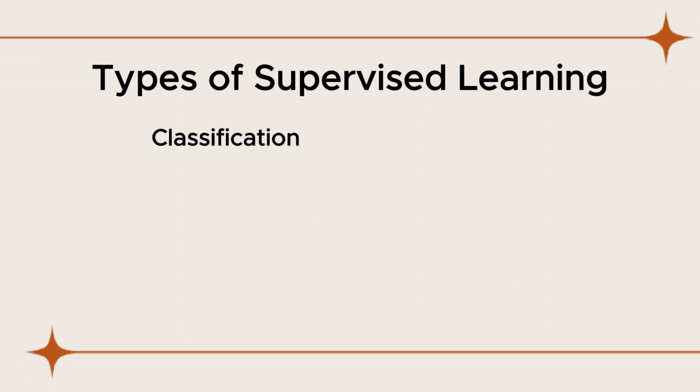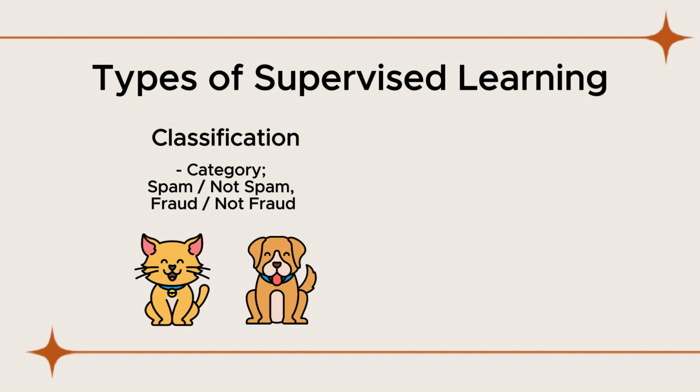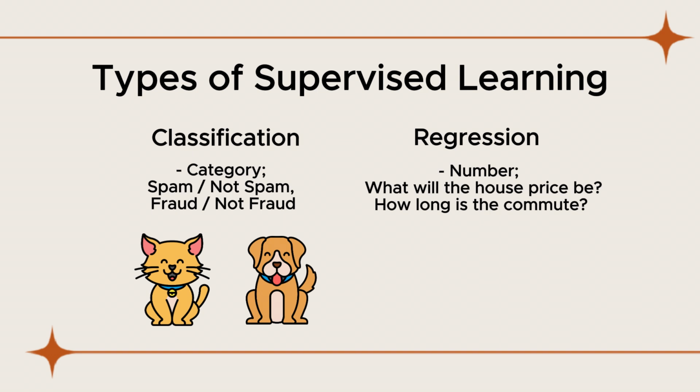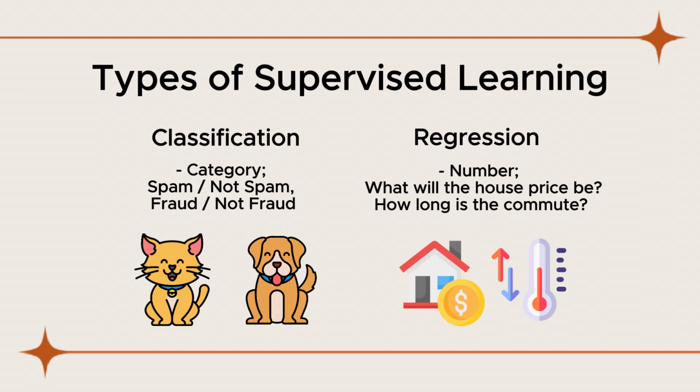Firstly, classification. The output is a category, spam or not spam, fraud or not fraud. This image is a cat or a dog. Secondly, regression. The output is a number. What will the house price be? How long is the commute? What temperature should I expect tomorrow?